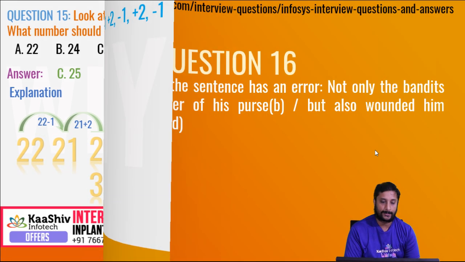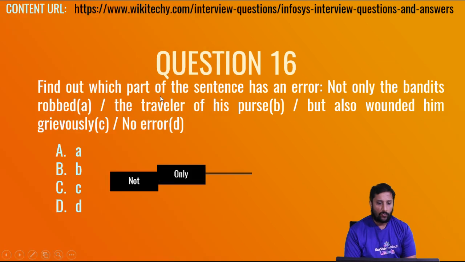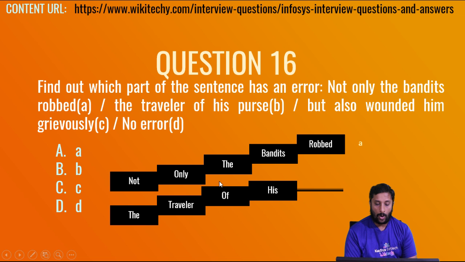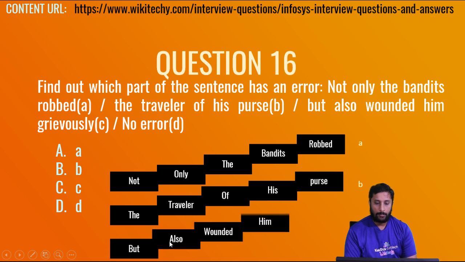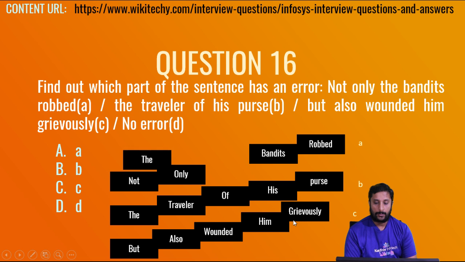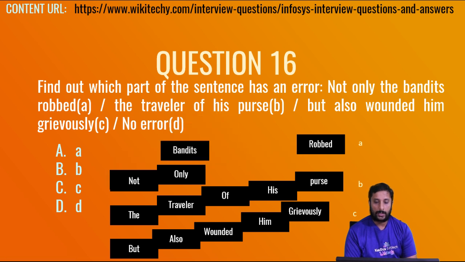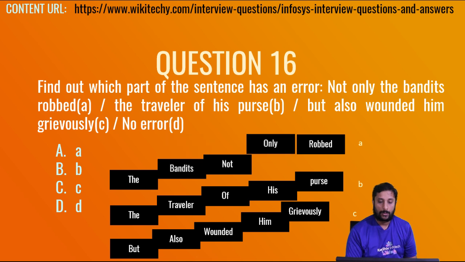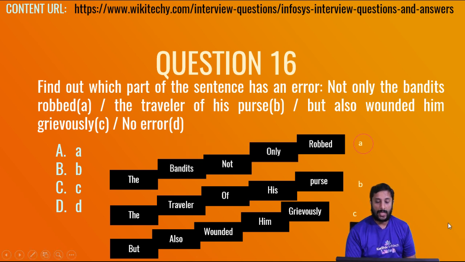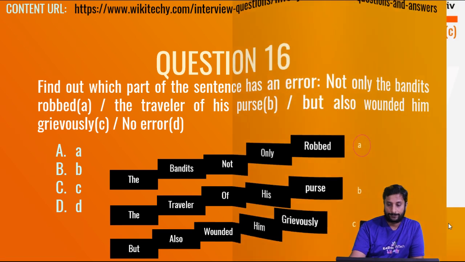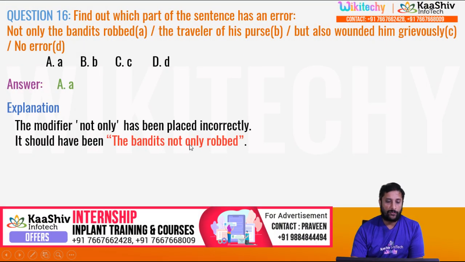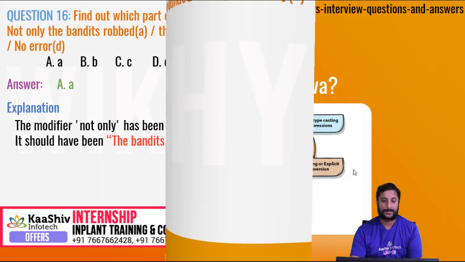That's the answer. Find out which part of the sentence has an error. Not only the bandits robbed the traveler of his purse, but also wounded him grievously. Okay, so over here the sentence has an error, this is how it should be. So the answer is A. The modifier not only has been placed incorrectly, so that's the trick or tip.